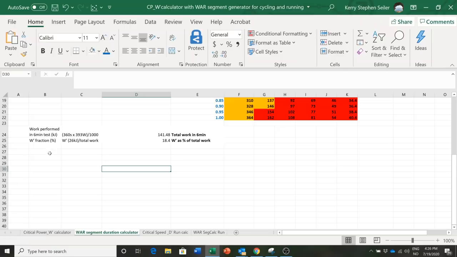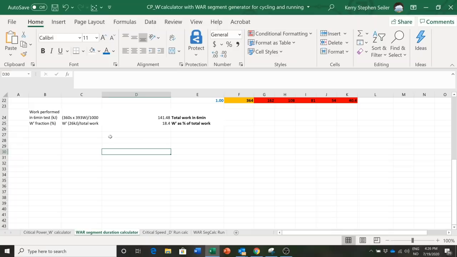So there, I just want to show you that if you take the calculations from this actual 6 minute test that I did, where I achieved 393 watts for 363 seconds, I convert that to the actual kilojoules of work that were performed in 6 minutes, and then say, well, what fraction of that was explained by W prime, which was 26 kilojoules, you get 18.4%.